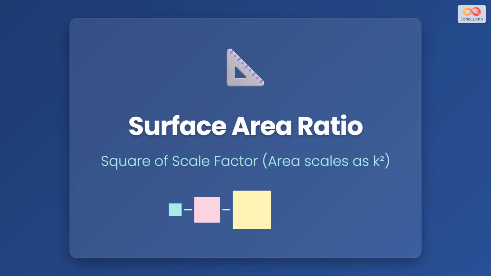Today we are going to explore a fascinating relationship between size and area. Specifically, how the area of a shape changes when you change its size. We call this the surface area ratio, or the square of the scale factor.